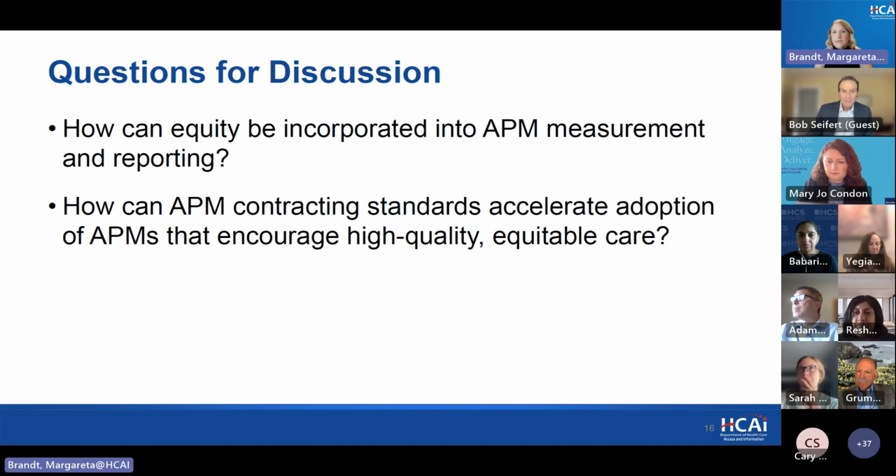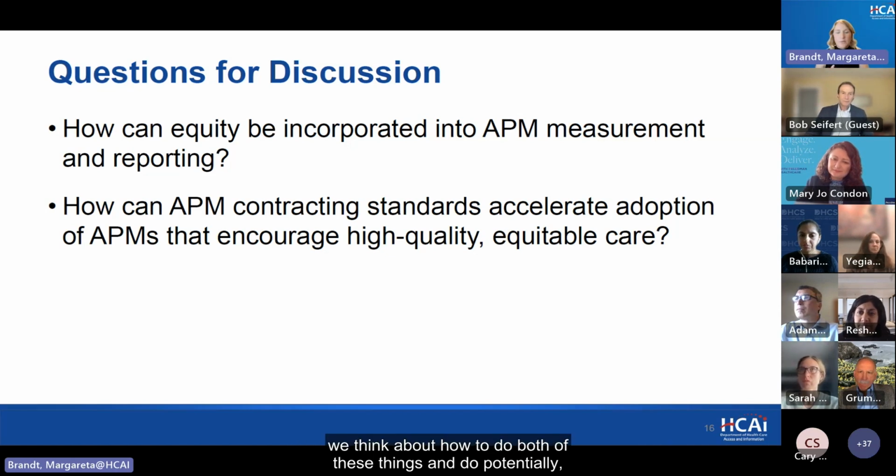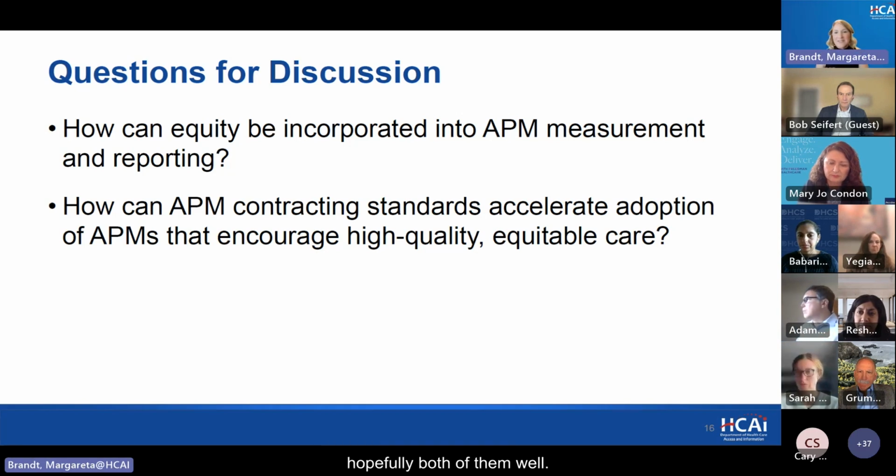Thanks, Carrie. And maybe this is one of those instances where it's a both-and, where we think about how to do both of these things and hopefully do both of them well. So I think next I saw Beth. Go ahead.